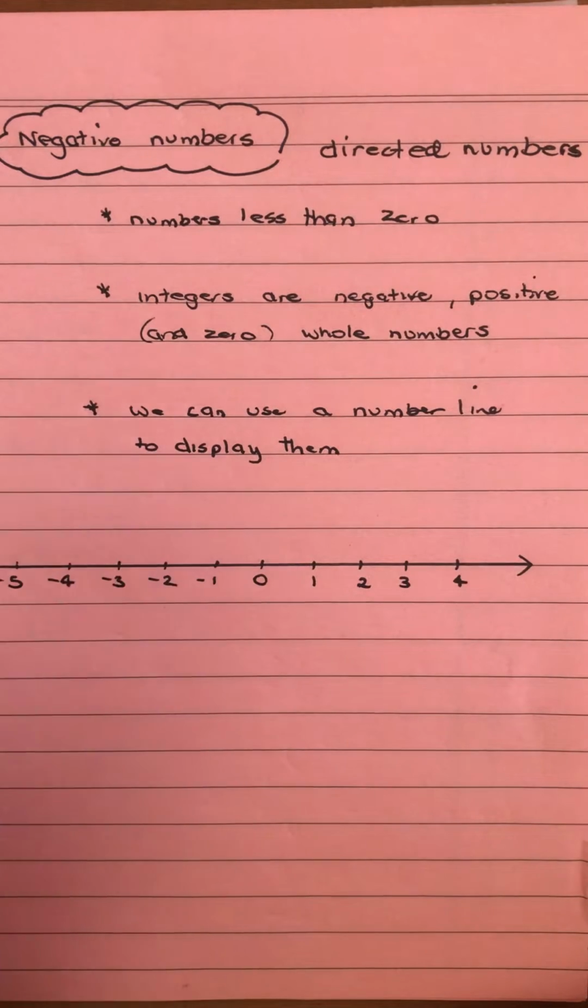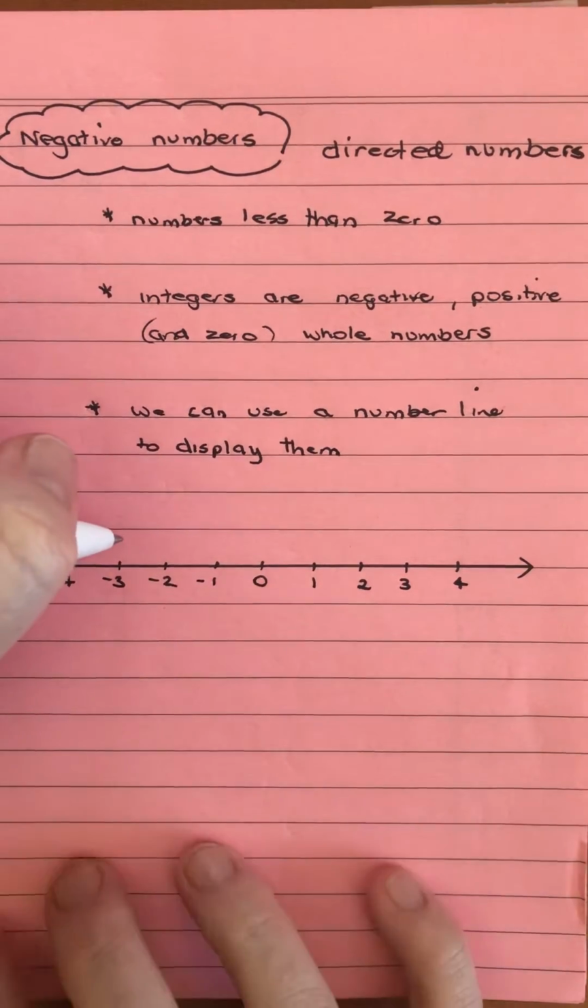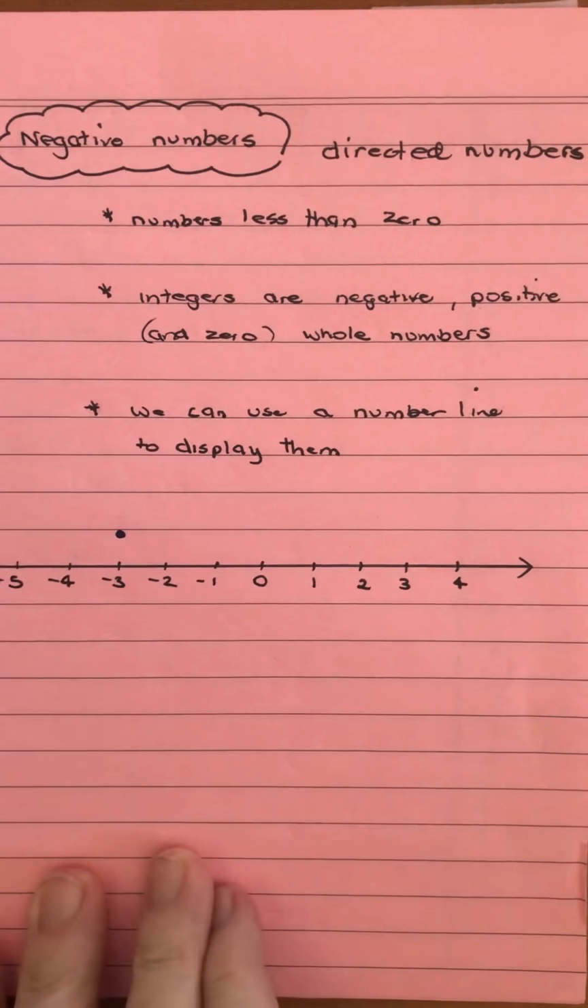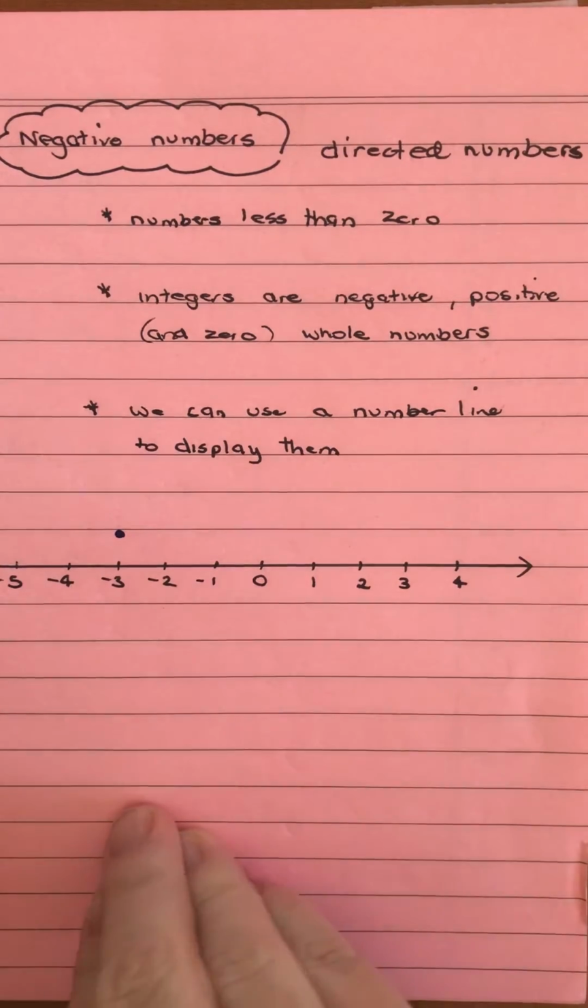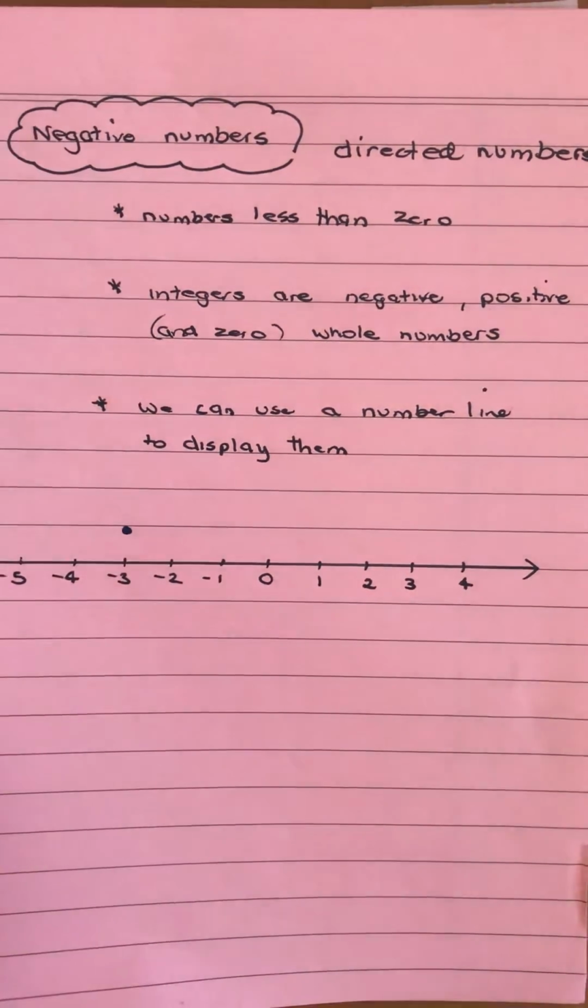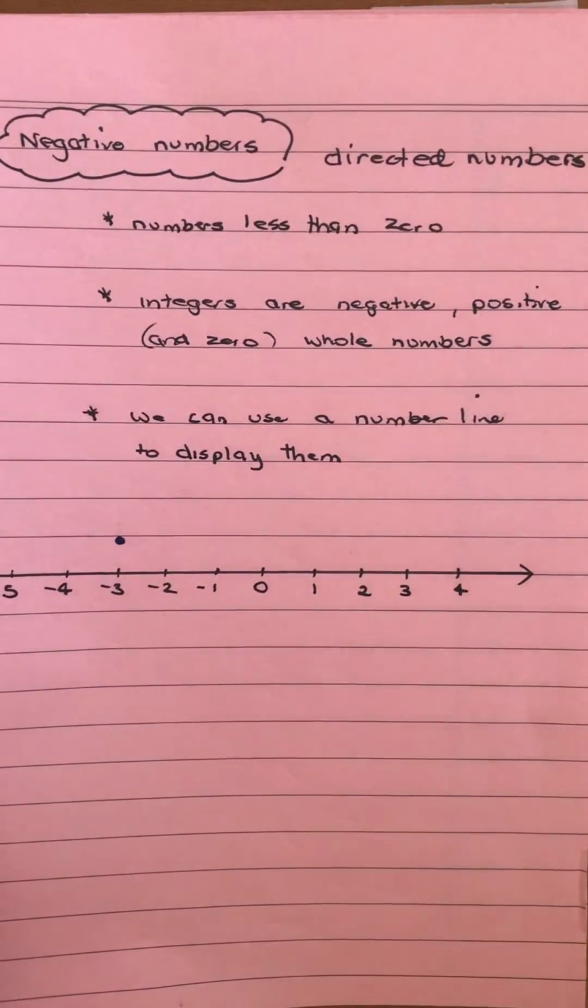We can use a number line to display our negative numbers as well. So if we wanted to show -3, we could pop a little dot on -3. That's the kind of thing that we will be looking at. We can also use those number lines to help us work out answers to questions involving negative numbers or directed numbers.